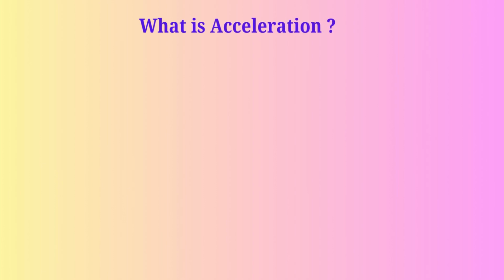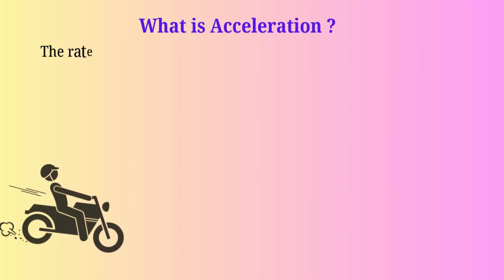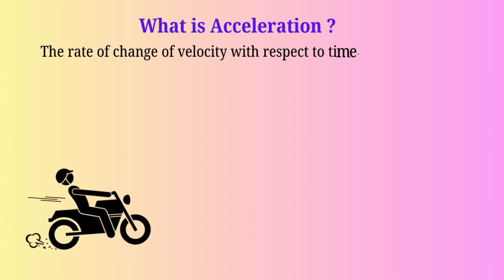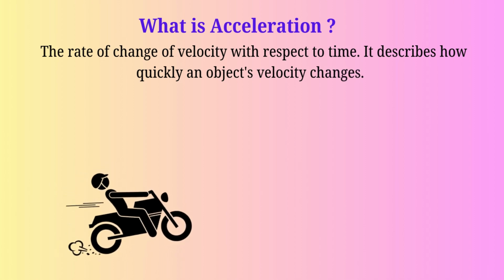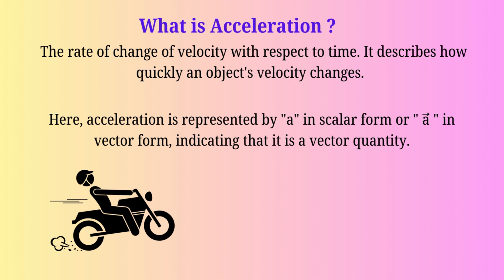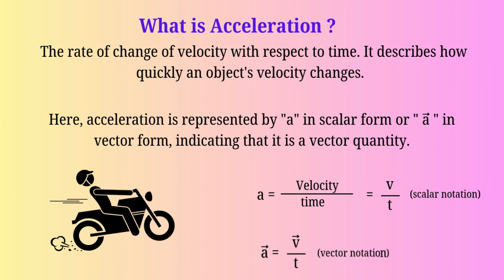Now, what is acceleration? It is the rate of change of velocity with respect to time. It describes how quickly an object's velocity changes. Here, acceleration is represented by a in scalar form or a vector in vector form, which indicates that it is a vector quantity. Now, here we can write acceleration in mathematical form, a equal to velocity upon time or v upon t in scalar notation, or a vector equal to v vector upon t in vector notation.